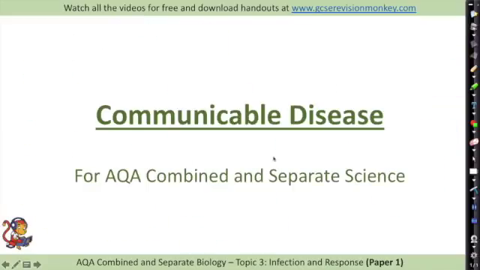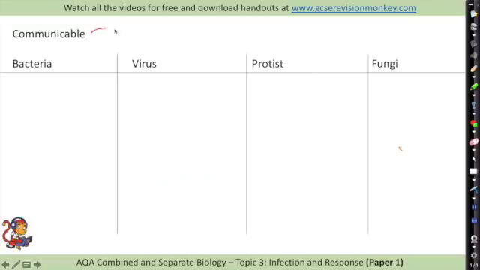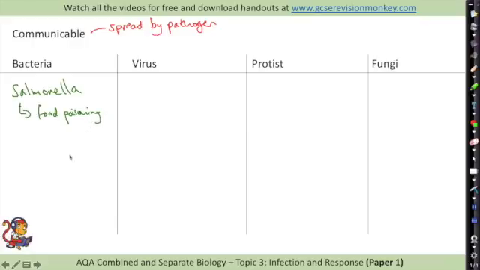Pathogens then are responsible for communicable disease. Communicable diseases are ones that are spread by pathogens and that can be passed on from person to person. One of the bacteria that you need to be aware of is Salmonella, because if you contract Salmonella, you can get food poisoning. Many of the chickens and poultry producing eggs, for example, would all be vaccinated against Salmonella to try and prevent this, because it can cause food poisoning, which has the symptoms of diarrhea and vomiting.